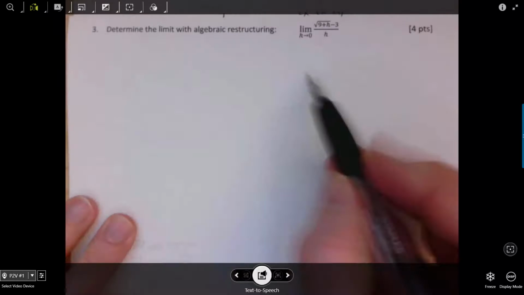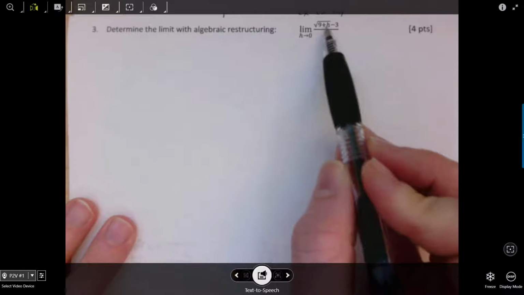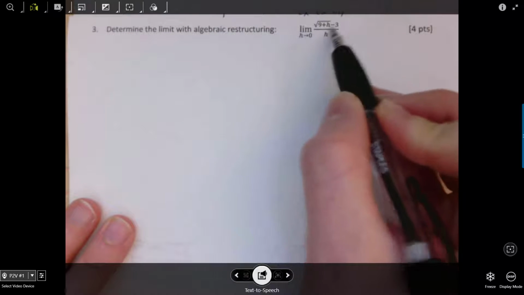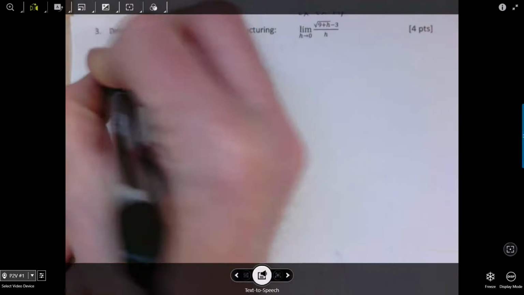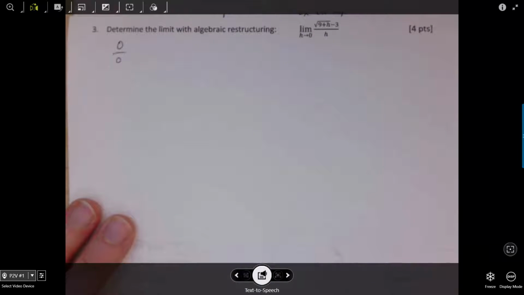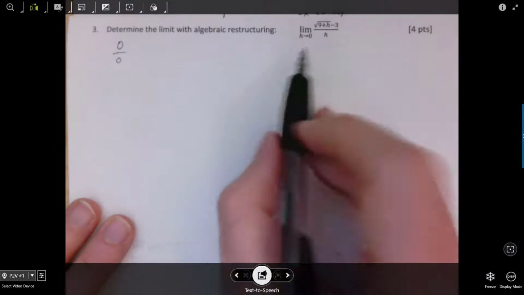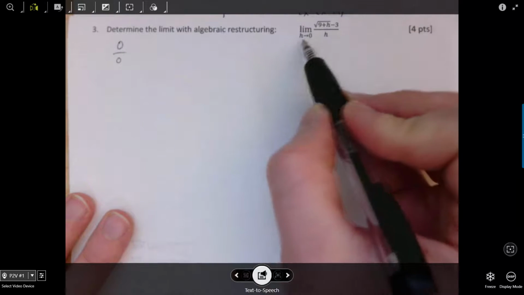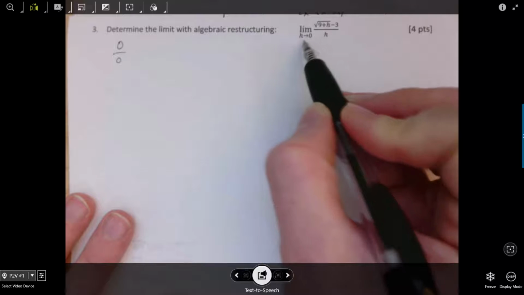Okay, so last one. A lot of people just plugged in h and they got, let's see, square root of 9 is 3 minus 3 is 0 divided by 0, and they said something like 0 over 0 is undefined. But those people are not thinking about what a limit actually means. Remember, a limit is about what happens when h gets closer to 0.